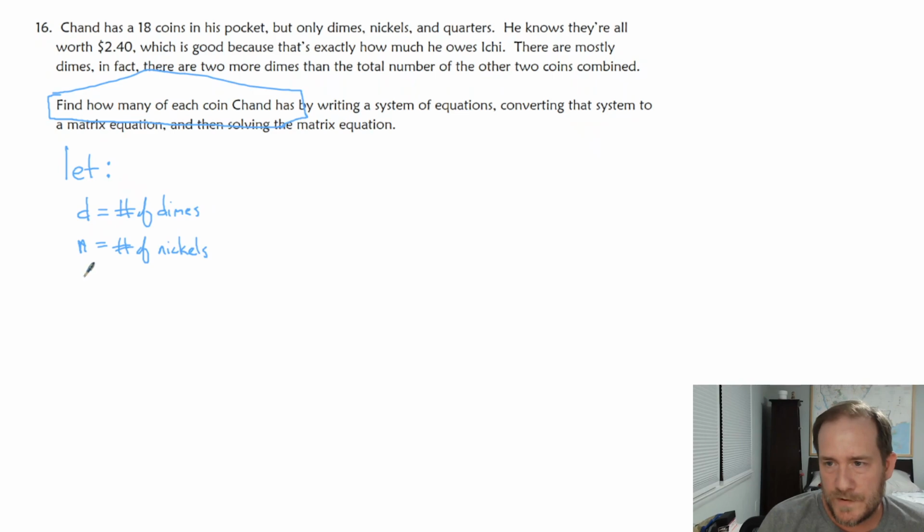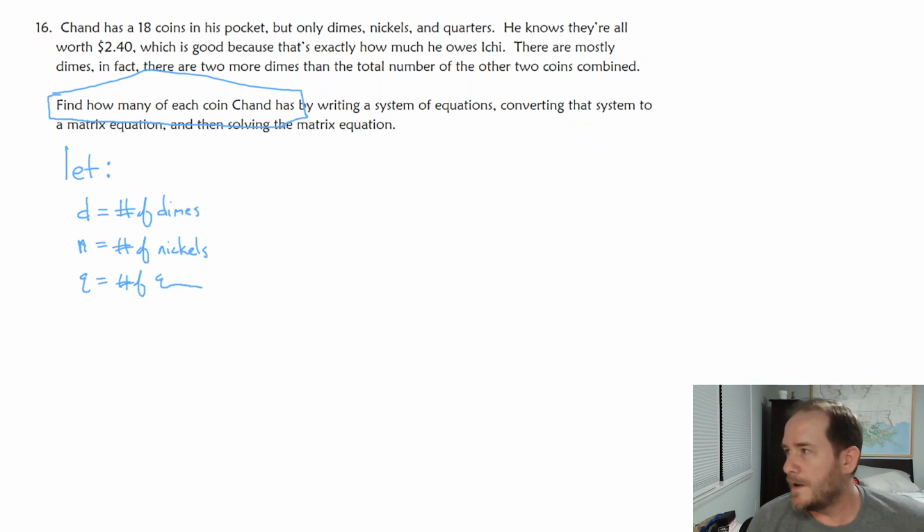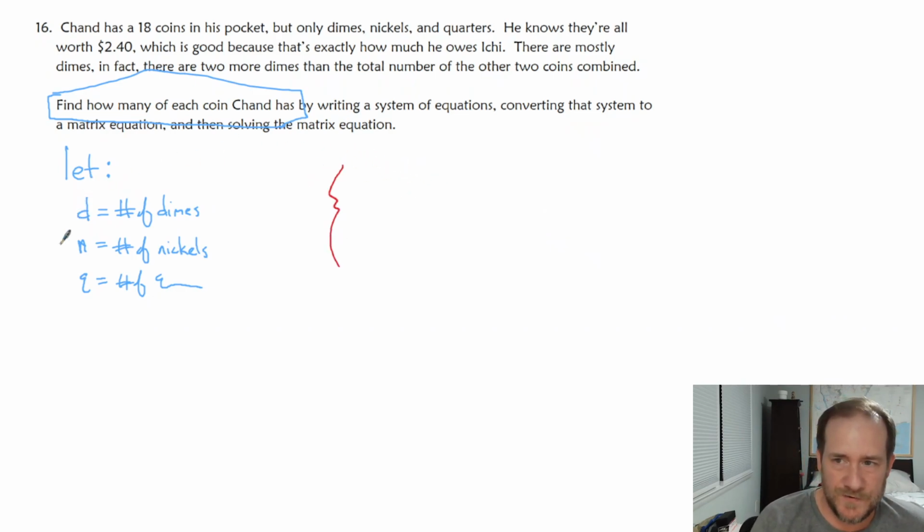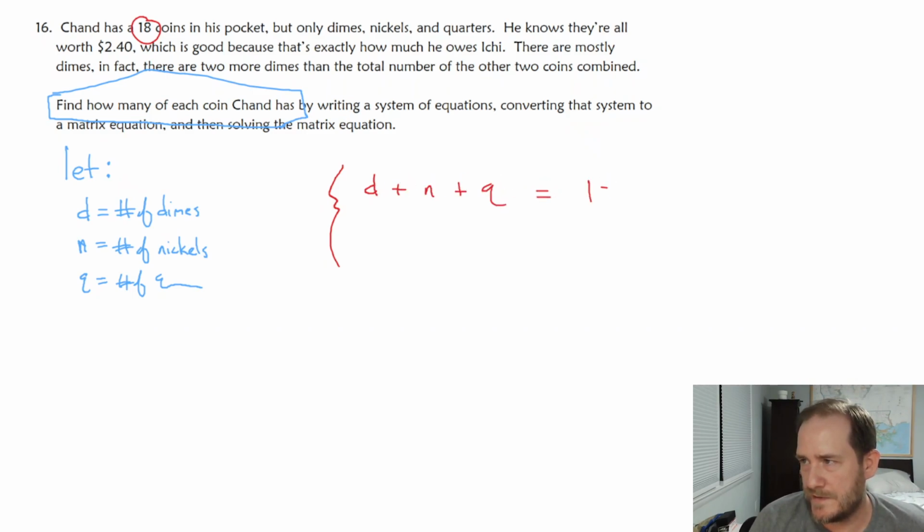So anyway, where are we? We're defining quarters as number of quarters. Okay, great. A lot of the time, but not always, your system is going to just boil down to having one equation that basically just counts the total number of things, and that's definitely this one. There's 18 coins, so that means the number of dimes plus the number of nickels plus the number of quarters equals 18. Okay, then often there's another equation that counts the total value of all the things. That's this one, $2.40, right?